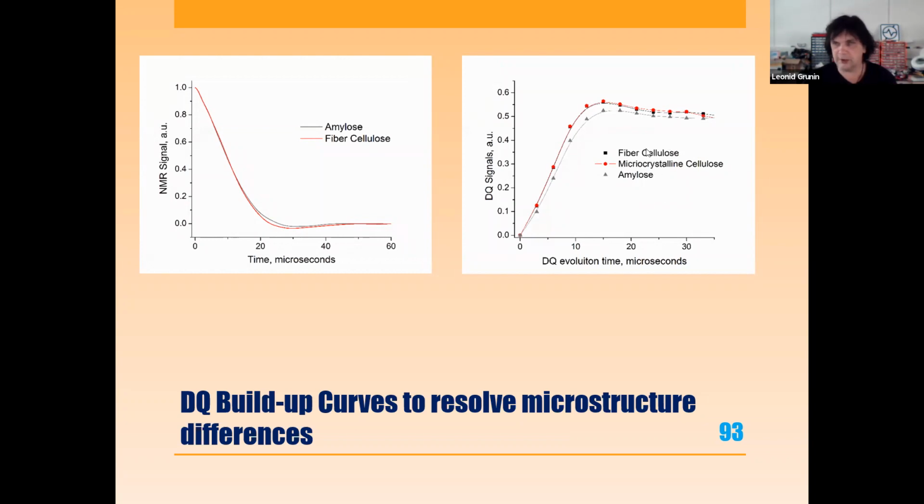Of course, the crystalline and amorphous structures of cellulose and starch are totally different. And you see there are actually two types of cellulose, microcrystalline cellulose and fiber cellulose, and they give nearly similar behavior in the double quantum build-up curve, because they have a similar structure of crystalline regions. But the amylose starch behaves differently. So one application of this build-up curve is to get a finer resolution of the structure than we can get from the MSE or FID measurements. This is really a remarkable case.